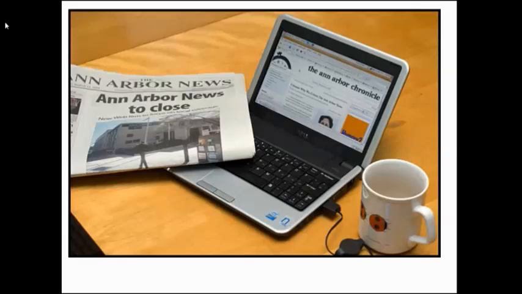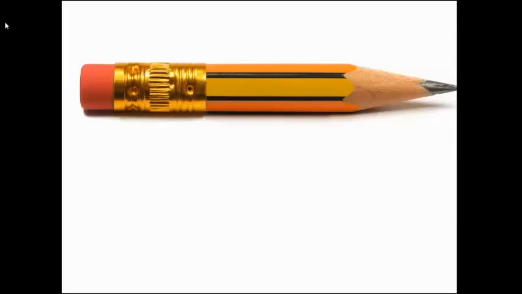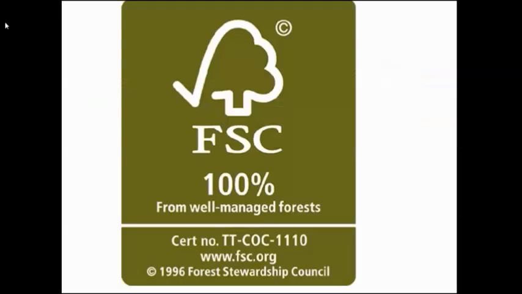Furthermore, we can read a newspaper online instead of paper copies. Promote people to use pencils until they're down to stubs. Also, it's good to encourage your parents, relatives, and friends to buy furniture and wood that is certified. This means that the wood was legally cut down.